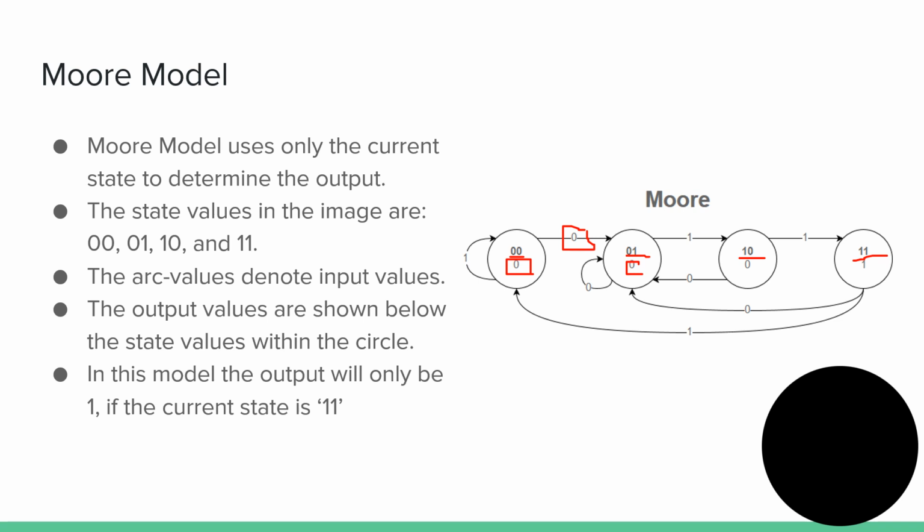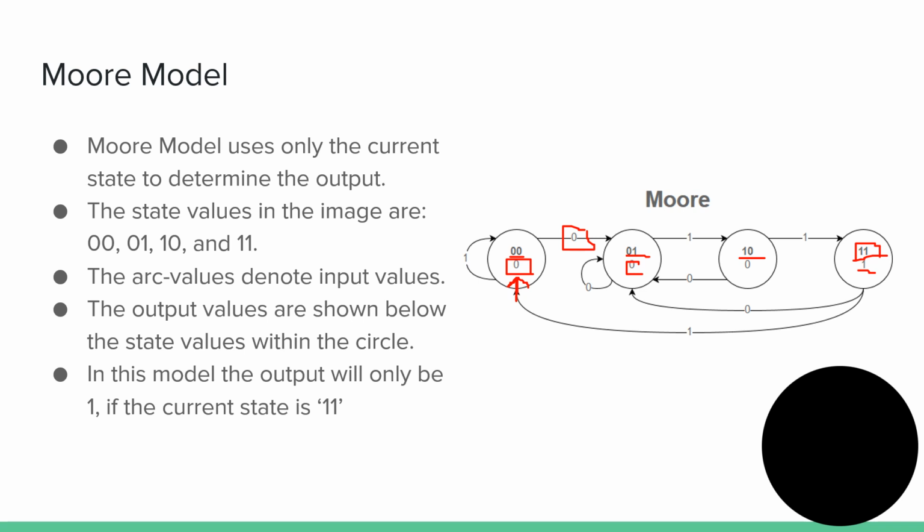So you'll notice that in this model, the only time you have an input of 1 is with the state 1, 1. So Moore machines are best used for circuits that only rely on their state. Regardless of whatever input it is, the output value will always be the value under the state.